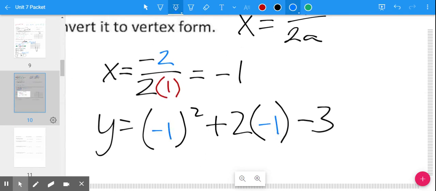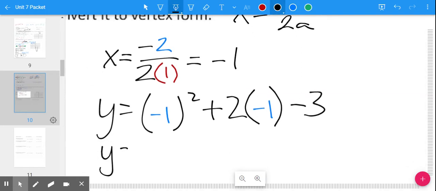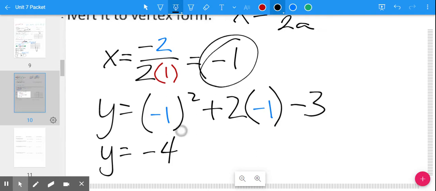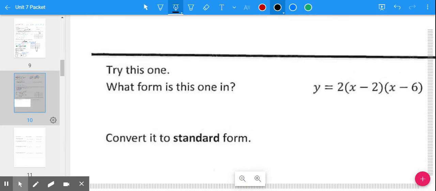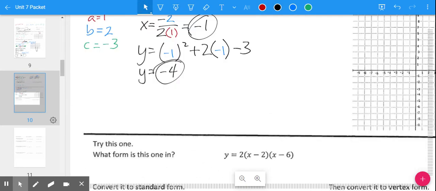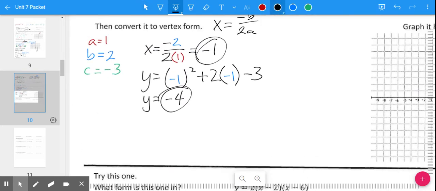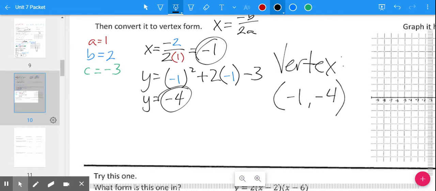We just solved for x and we got negative 1. When you plug this in to the calculator, or when you work it out, you're going to end up with y equals negative 4. So to write this in vertex form, we now have the two pieces we need. There's your x value, there's your y value. So the vertex is negative 1, negative 4.